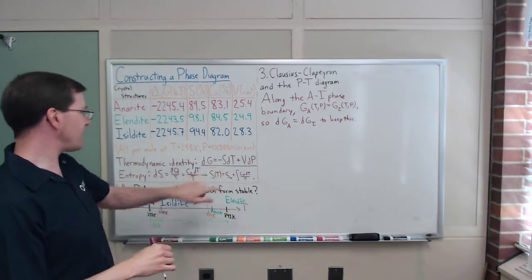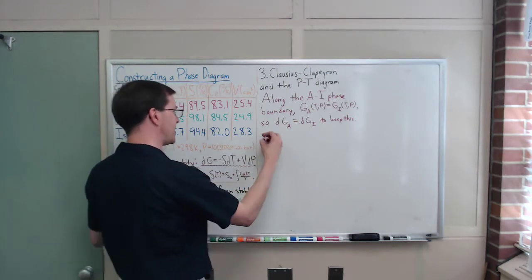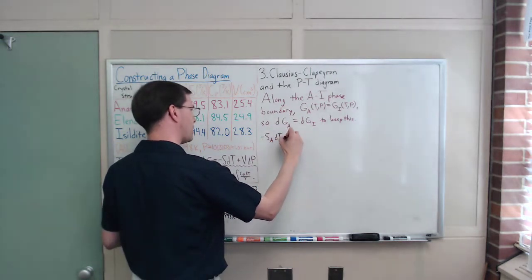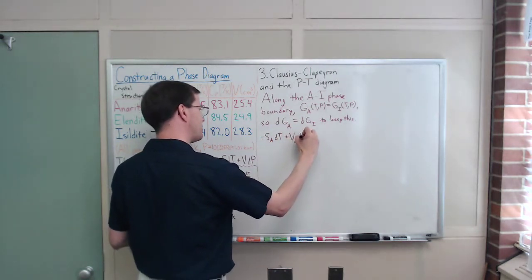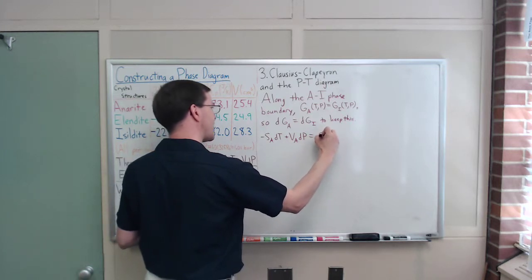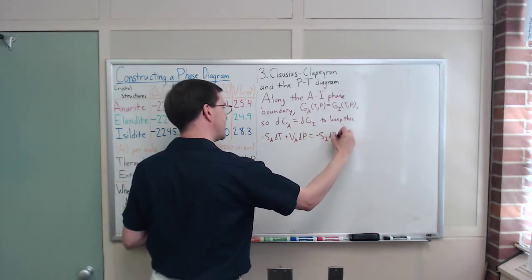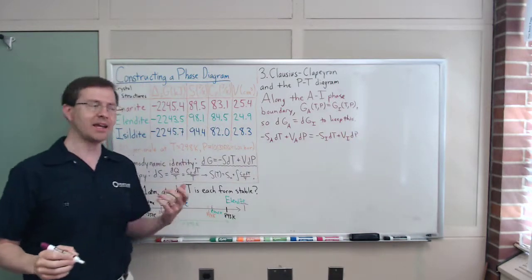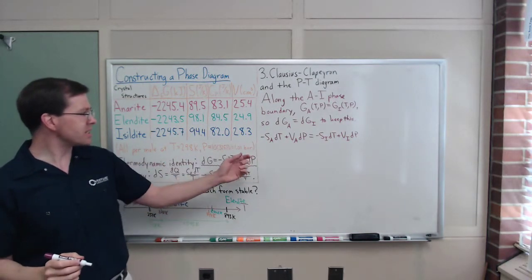But I can use my thermodynamic identity and set this up and say that minus SA dT plus VA dP has to equal minus SI dT plus VI dP. And hey, this means I can now lump these things together.